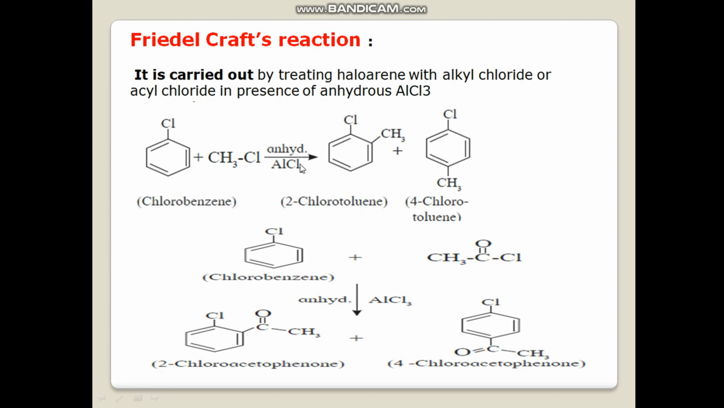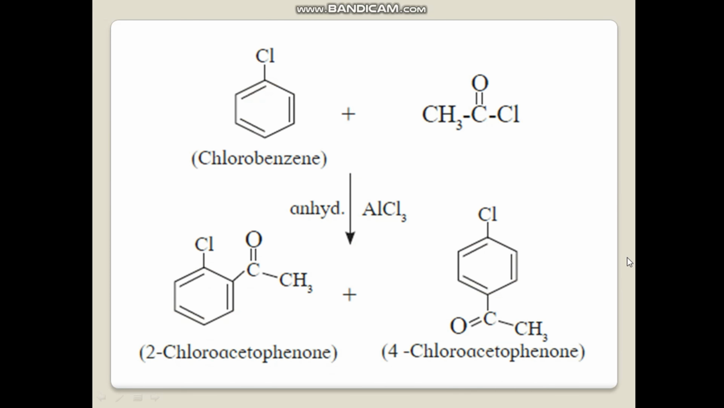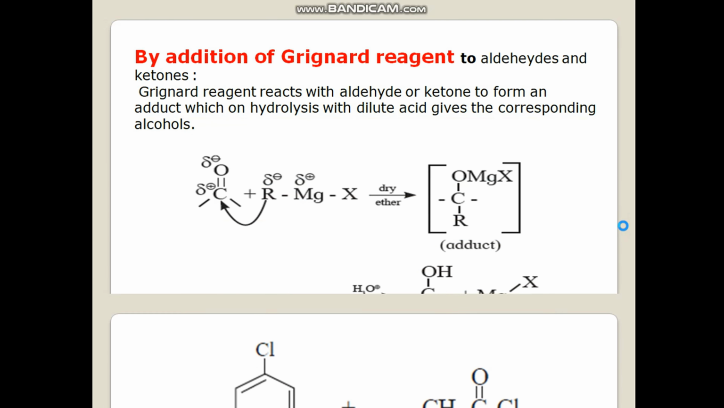This is a Friedel-Crafts alkylation reaction because this alkyl group is attached to the aromatic ring. This is an acyl group, so it's a Friedel-Crafts acylation reaction, because the acyl group is attached to the aryl group. The same reagent, anhydrous AlCl3, a Lewis acid, is used. This is also an example of Friedel-Crafts acylation reaction.